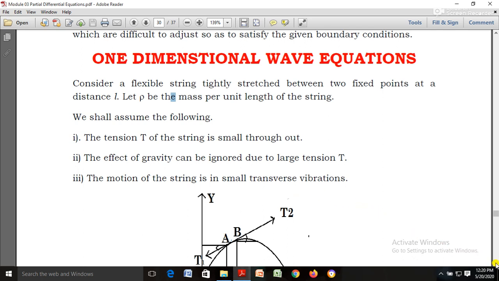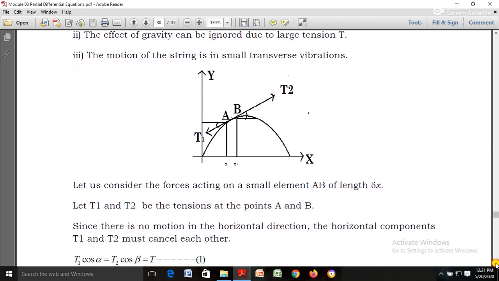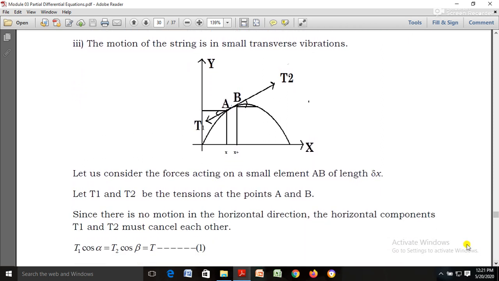Now this is the diagram. Here you take the x-axis and y-axis, and this is the curve. This is the string, stretched, and you take the tangents T1 and T2. A and B are the important points, and here alpha and beta are the angles. These are the y and x, on the x-axis.